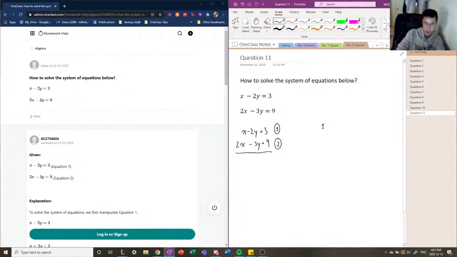So for 1, we're going to multiply both sides by 2. So 2x, okay. Let me do this first. x minus 2y equals 3. So this is equivalent to saying 2 times (x minus 2y) equals 2 times 3. So these two are equivalent. I just scaled them up using the factor of 2. So we get 2x minus 4y equal to 6. Okay, so now we're going to label this 3.